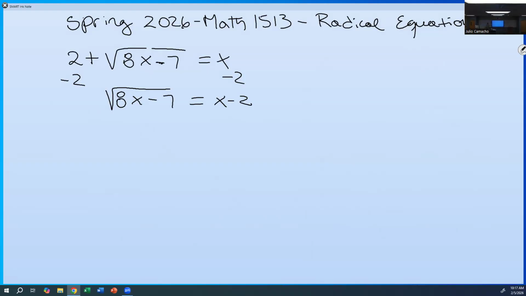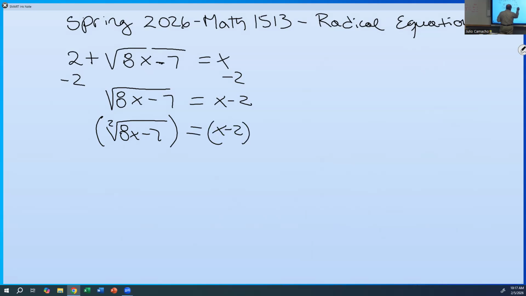Now you do the same thing that you did before. Raise to the second power the square root of 8x minus 7, but also raise to the second power x minus 2.